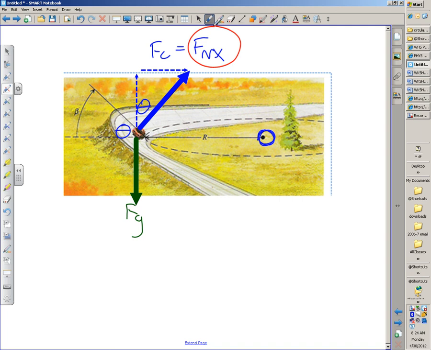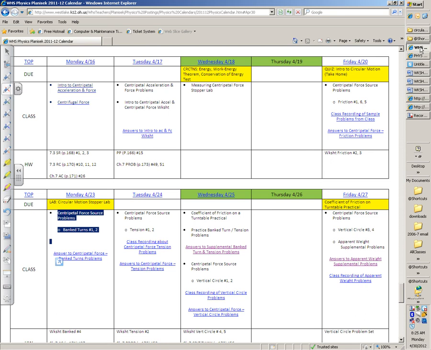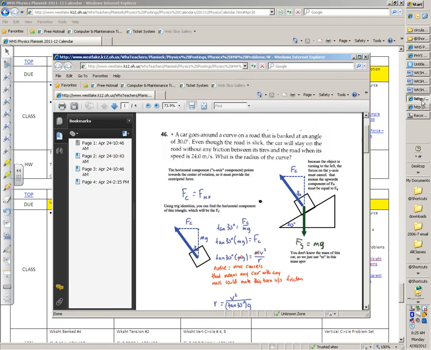We did a couple problems like that in class. Okay? Monday, April 23rd, bank turns 1 and 2. Answers to bank turn problems from your problem set. Also, on Wednesday of that week, Wednesday the 25th, we did a couple of extra problems that I gave you in class. And they look like this.